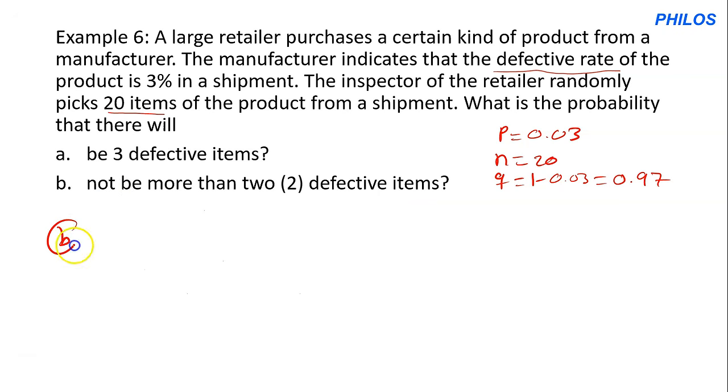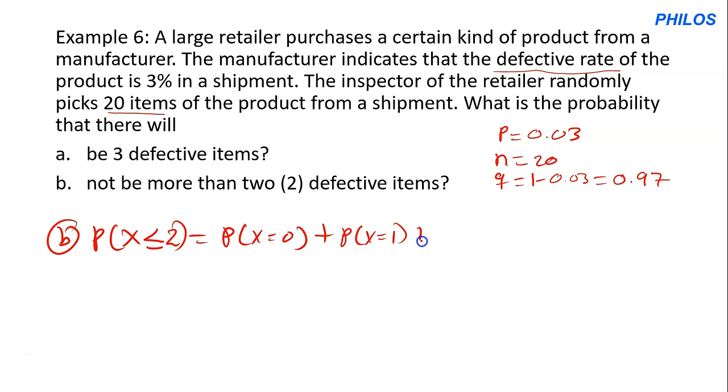Now question B says, what is the probability that there will not be more than 2 defective items? Meaning there won't be more than 2. So when we say there won't be more than 2, it means that the maximum should be 2, but not more than 2. Okay, so in other words, this means at most 2. Okay, not more than 2 means at most 2. Okay, so probability that X is less than or equal to 2 should be probability that X is exactly 0, or X is exactly 1, or X is exactly 2.